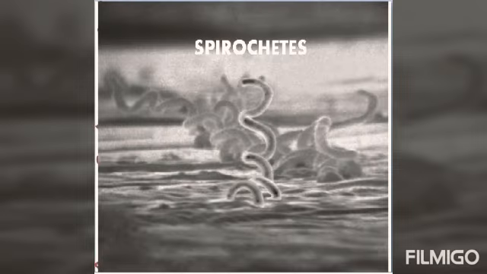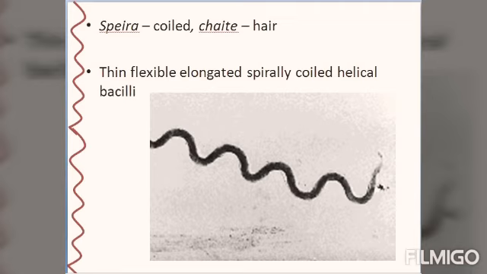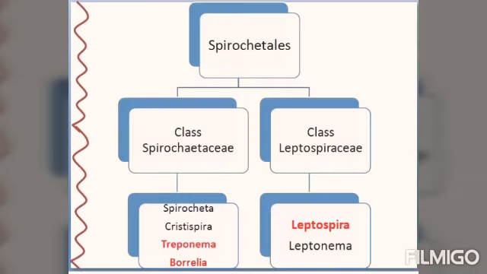Today's topic of discussion is spirochetes. We are starting with the general characteristics of spirochetes. Spira means coiled, chaete means hair. So it is a group of bacteria with a thin, flexible, elongated, spirally coiled helical structure. It is classified into two families, Spirochaetaceae and Leptospiraceae. Under Spirochaetaceae, the genera are Spirochaeta, Cristispira, Treponema and Borrelia. We are focusing today on Treponema.